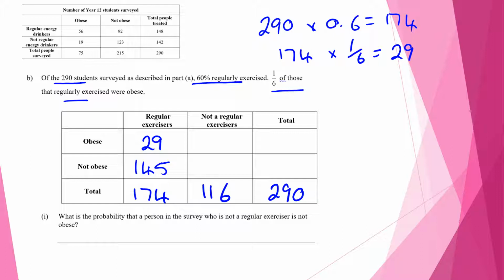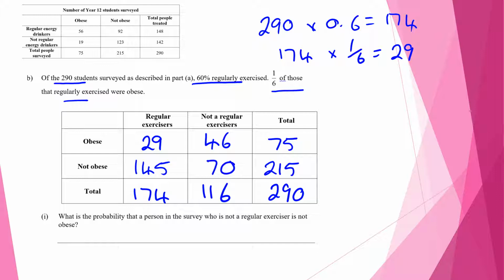Now recall from Part A, it is the same students we're looking at, so we know that of those students, 75 of them were obese. So our total here is 75. Therefore, 46 were not regular exercisers. And so the not obese students out of the 290 were 215. Therefore, 70 were not regular exercisers of the not obese.